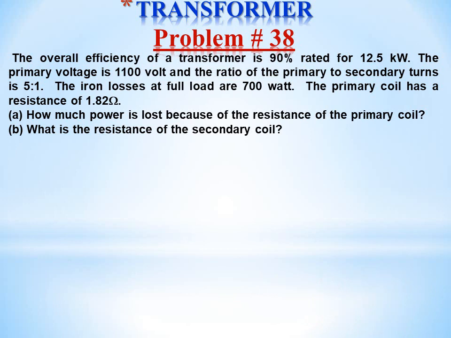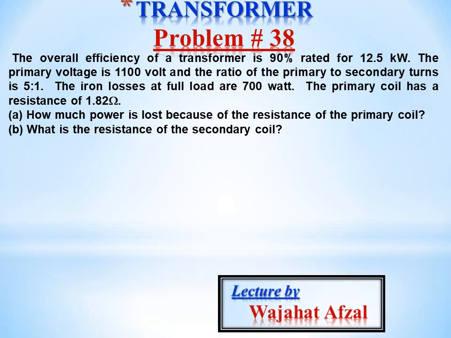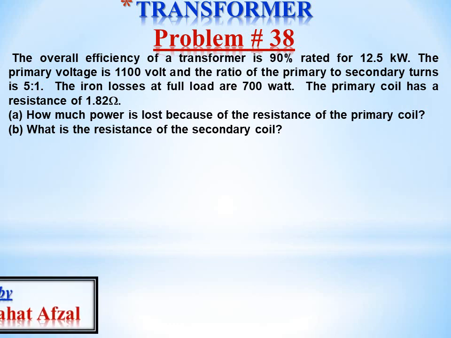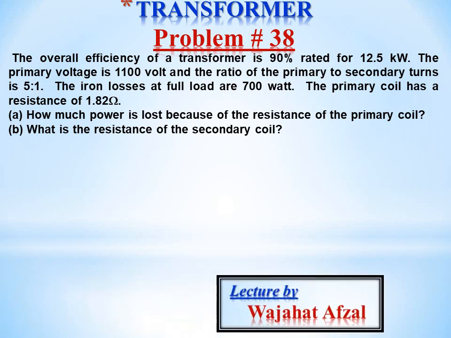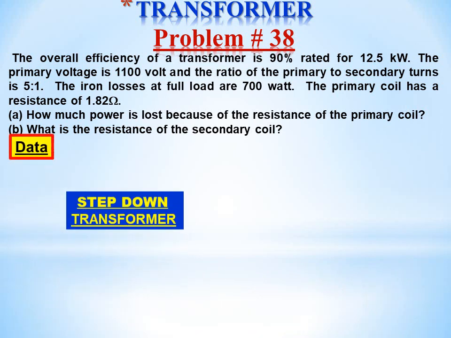The primary coil has a resistance of 1.82 ohms. At that condition, you have to find out or estimate how much power is lost because of the resistance of the primary coil, and B, what is the resistance of the secondary coil. So it's a quite difficult question. Okay, now let's come toward this data.